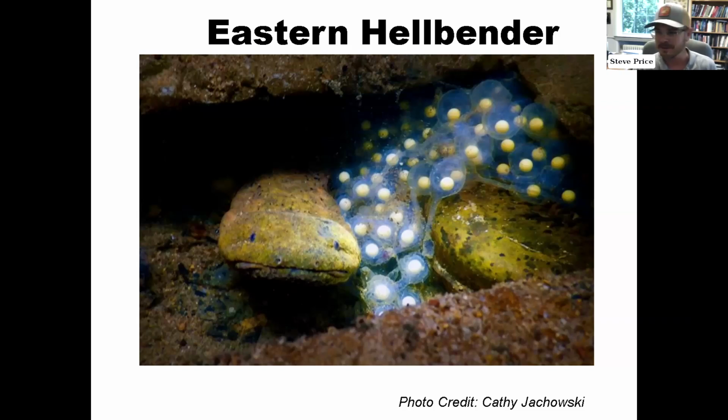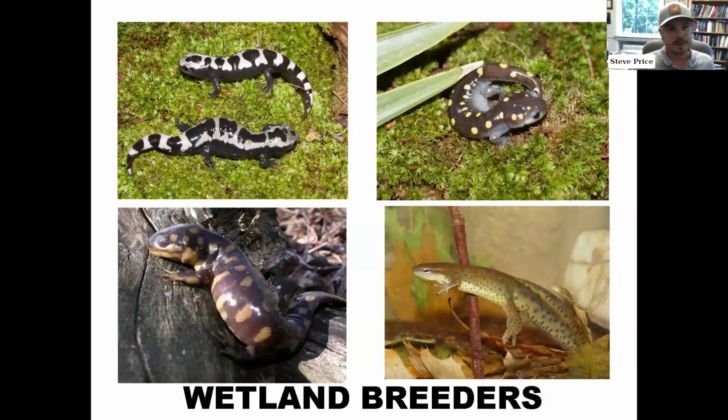So they'll guard these nests throughout that breeding period. Our other group of salamanders, we can include as the wetland breeders. These are animals that breed in sometimes permanent, but most of the time semi-permanent or ephemeral wetlands. Animals like the marbled salamander, pictured above, the spotted salamander, the tiger salamander, and the eastern newt generally migrate to these wetlands.